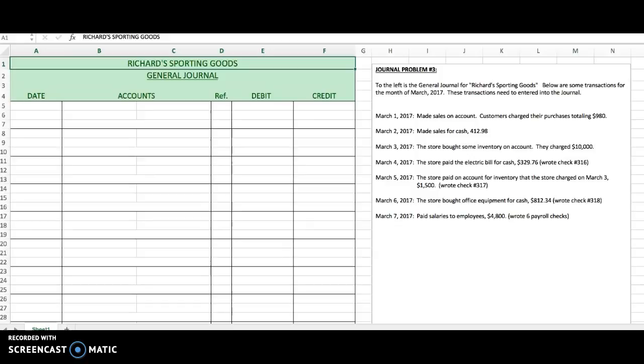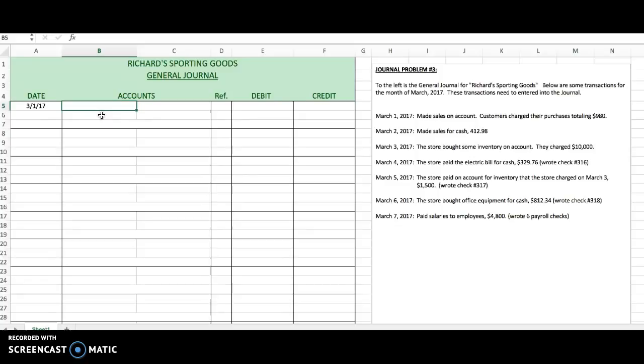You'll see that this is a company called Richard's Sporting Goods, and there are some transactions listed on the right for the month of March of 2017, and these need to be entered into the journal. So we will do this on the screen, so follow along, take notes if you need to. First of all, the first entry dated March 1, 2017, so we will put in the date in that column, March 1, 2017.